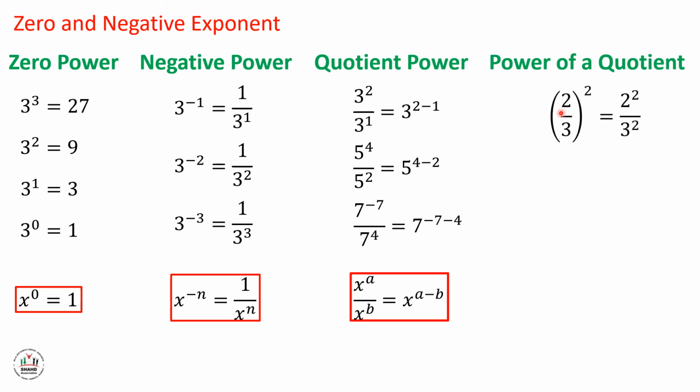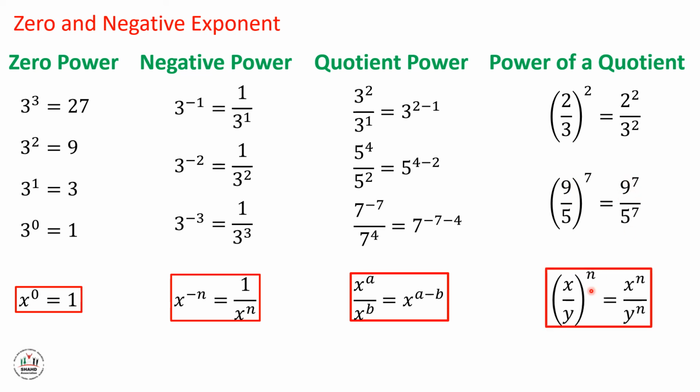Power of a quotient نفس مبدأ البرودكت أو ال power of a product. الباور حيتوزع على النيوميريتور وعلى الدينومينيتور. So here we have 2 square and 3 square. 9 over 5 power 7. لاحظنا 7 حتروح عند النيوميريتور وعند الدينومينيتور. 9 power 7 over 5 power 7. x over y to the power n. هاي final rule equal to x to the power n over y to the power n.